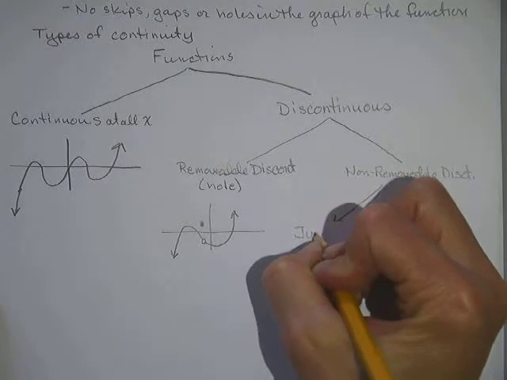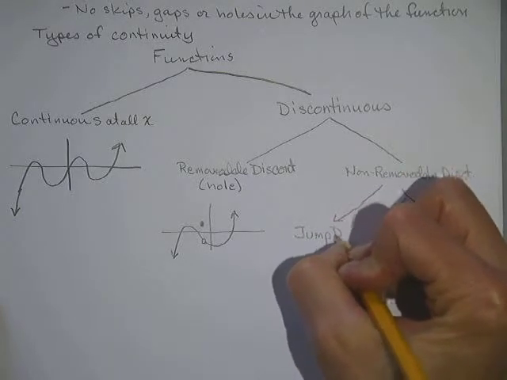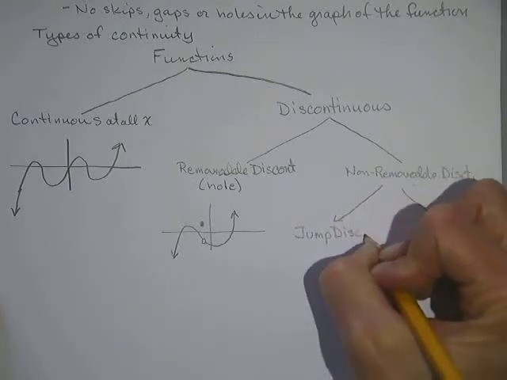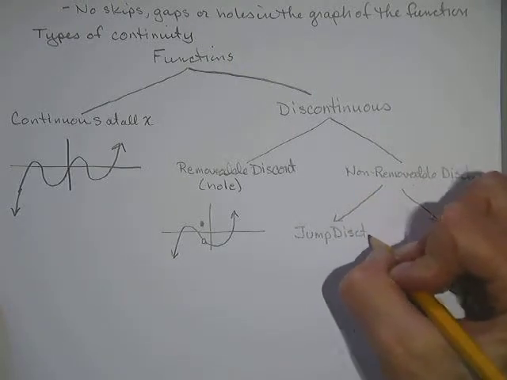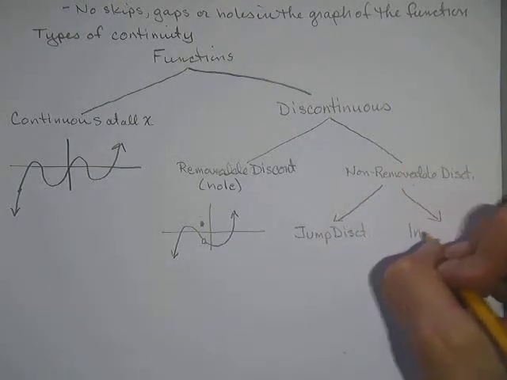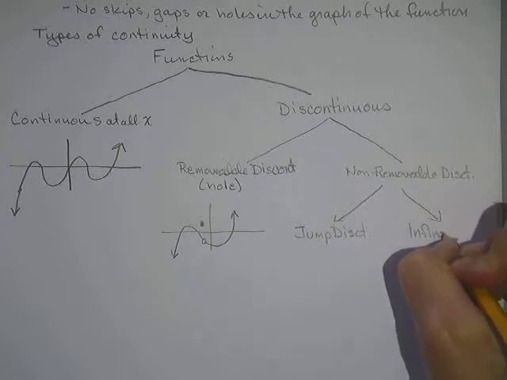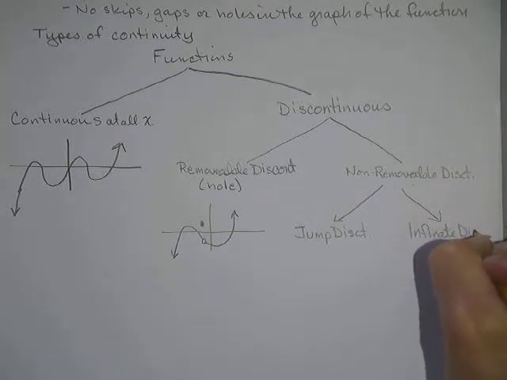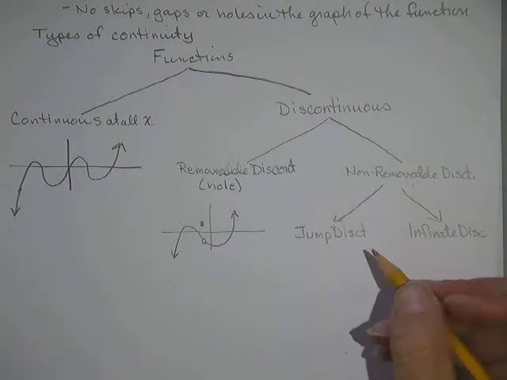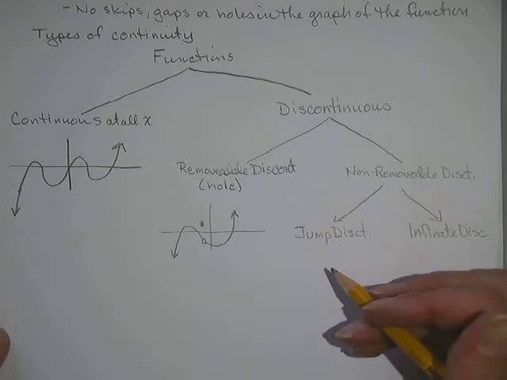Okay? Non-removable discontinuities are separated into two types again. Of course they are. We have what's called a jump discontinuity. Come on, run out of room. Oh, I'm sorry. And an infinite discontinuity.